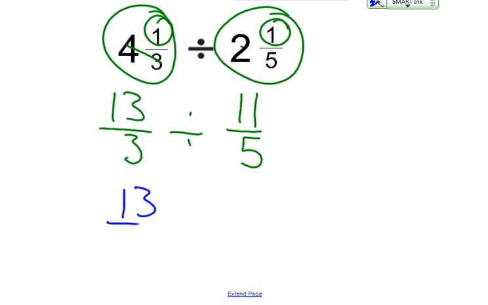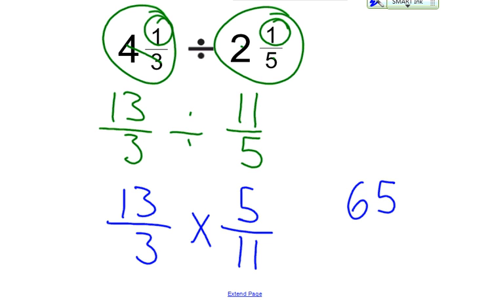So our first fraction stays the same, multiplied by the reciprocal. So that's going to give us a 5 over 11. 5 times 13 is 65. 3 times 11 is 33. And so we have 65 over 33. And now we have an improper fraction, and because we're trying to solve for our final answer, we want to convert that into a mixed number again.